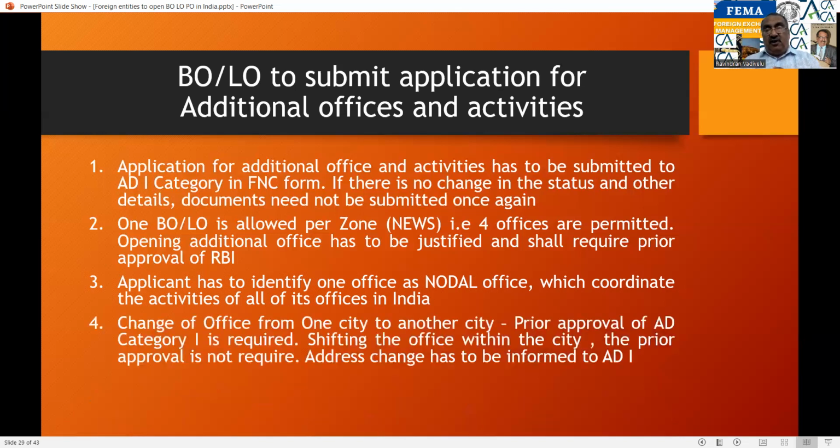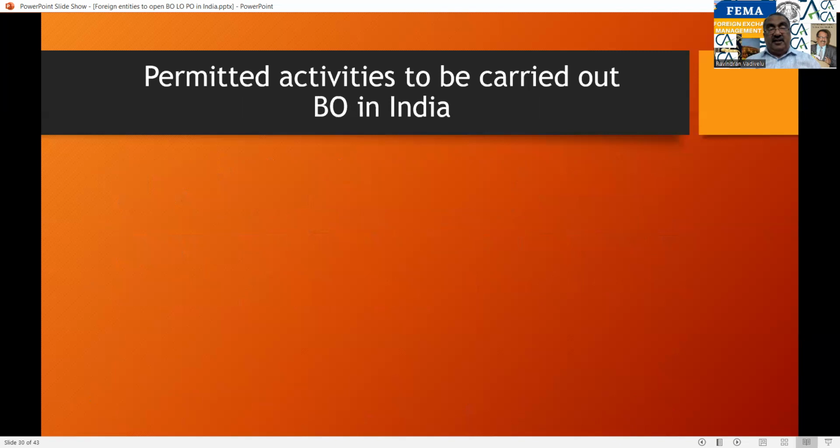And in case they want to shift the office from one city to another city, prior approval of the authorized dealer is required. In case they shift the office within the city, no permission is required, but this address change has to be informed to the authorized dealer. And what are the permitted activities to be carried out by the branch in India?